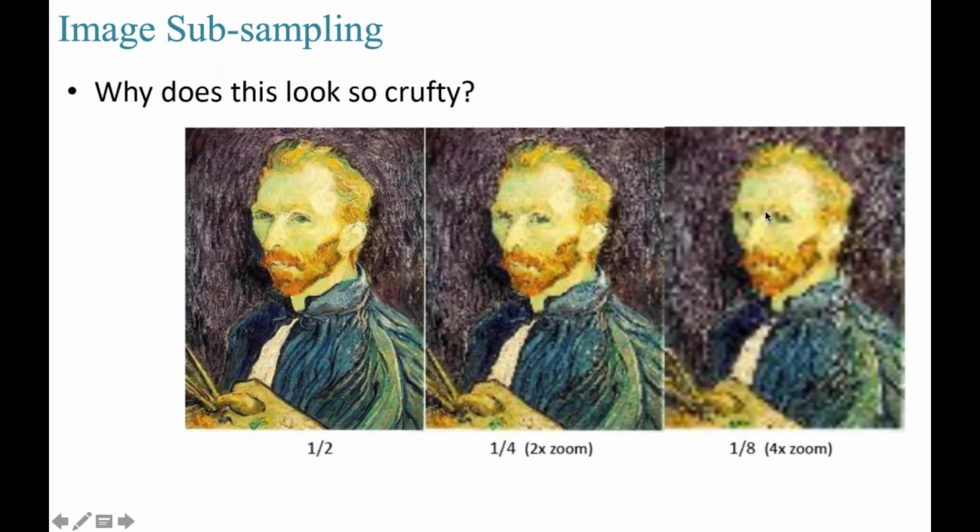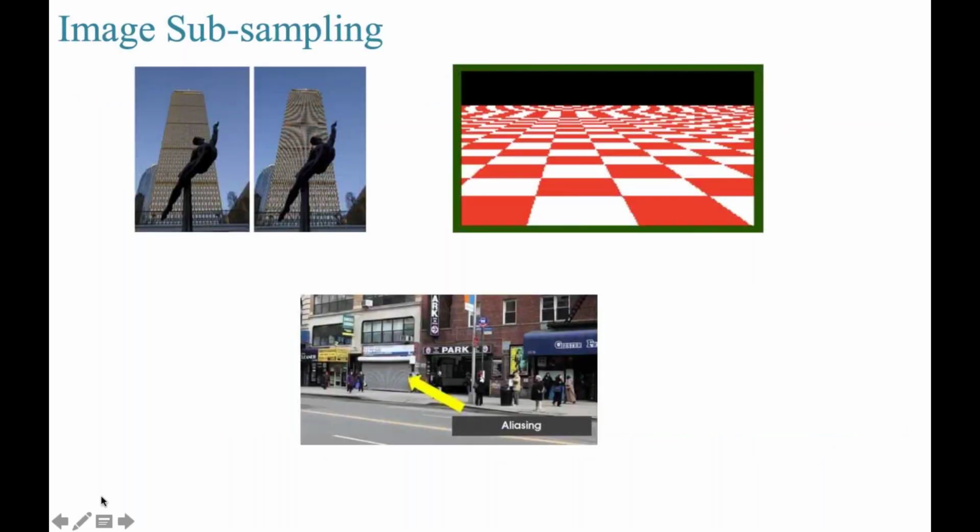There's a lot of information which is lost. The cheek of a person is going inside and inside here. That means you're losing every alternate row and column, hence it's appearing like that. But that's not a good way to deal with this, because when you do image subsampling like that, just throwing away your alternate rows and columns, you get into an issue called aliasing.